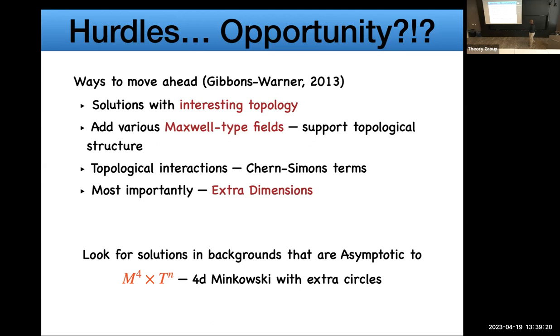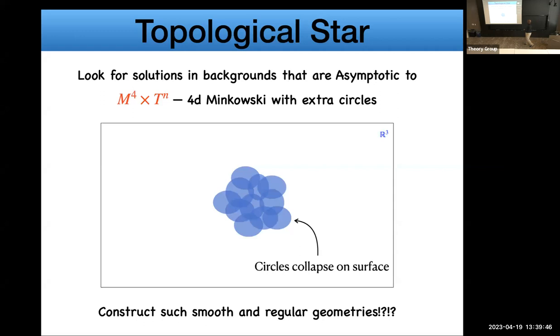So since you need extra dimensions, you want to ask what is the simplest of these things you can construct and how could you construct it? You can consider a background which is 4D Minkowski with some extra circles around. Pictorially, what you might imagine wanting is that on R3 you have some locus where the circles in the extra dimensions collapse. Depending on how they collapse, they can create these non-trivial topological objects.